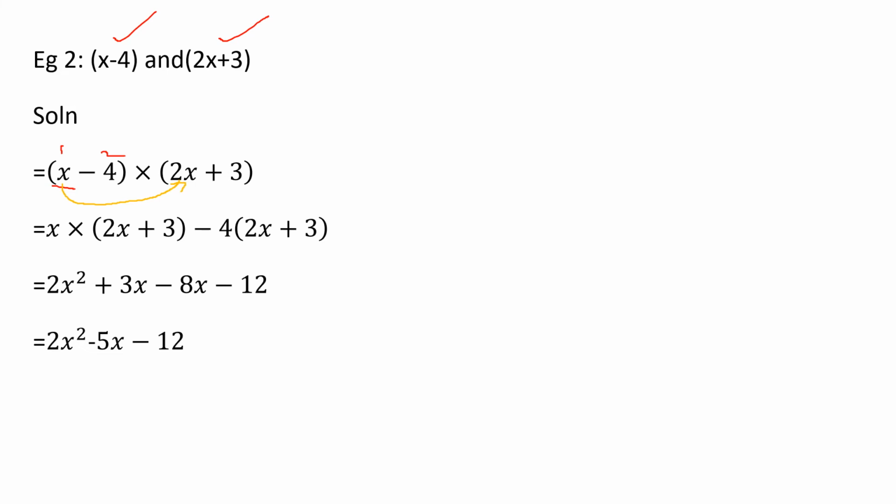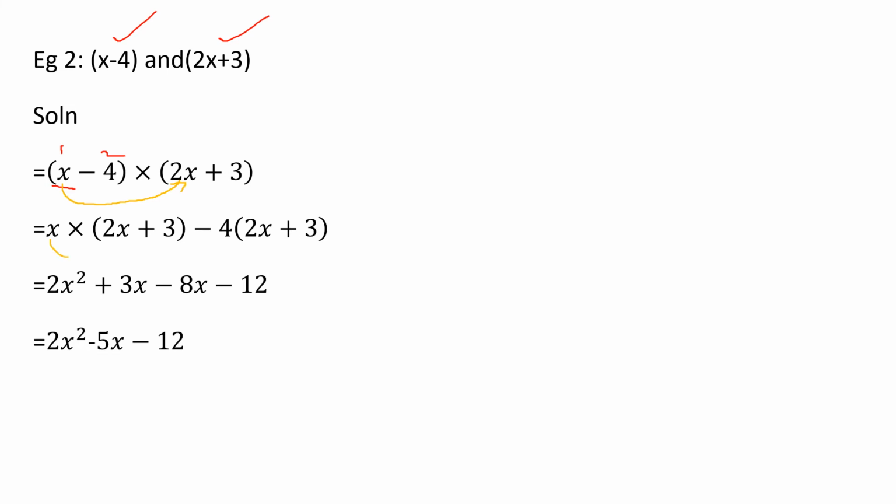Okay, we are going to multiply this x minus 4 with this term 2x plus 3. So first you have to multiply with the first term. Since in the previous example problem there was only one term, you could easily do the same. Here you want to do it two times, because first you multiply with the x, next you multiply with minus 4. So minus 4 into 2x plus 3.